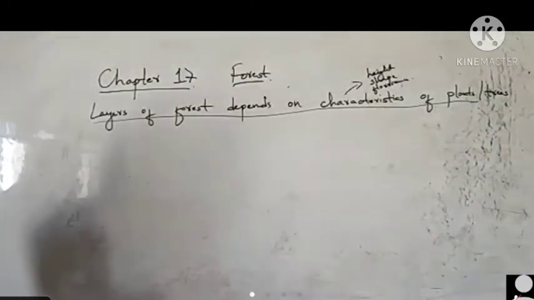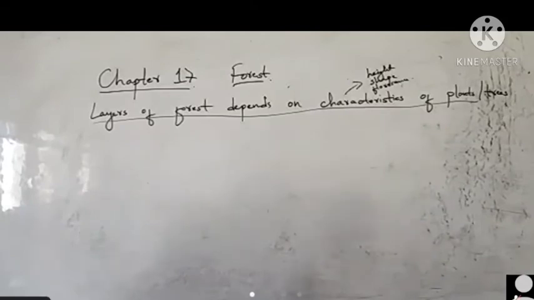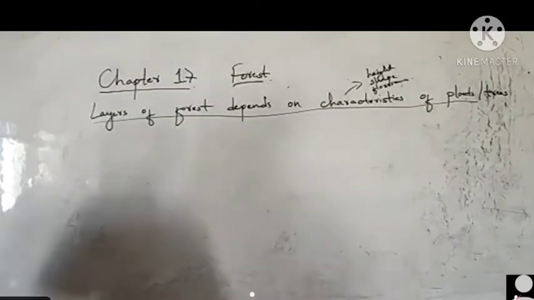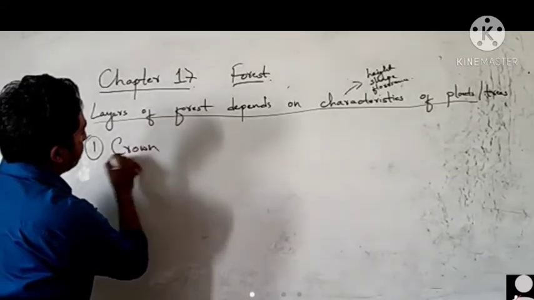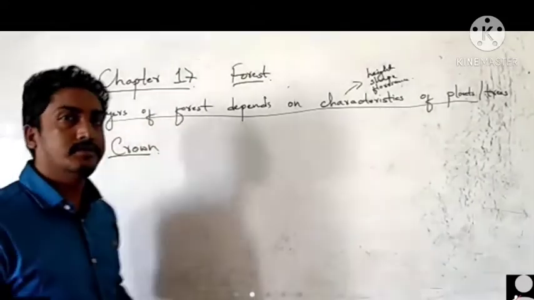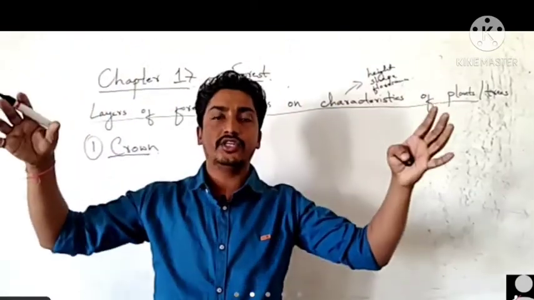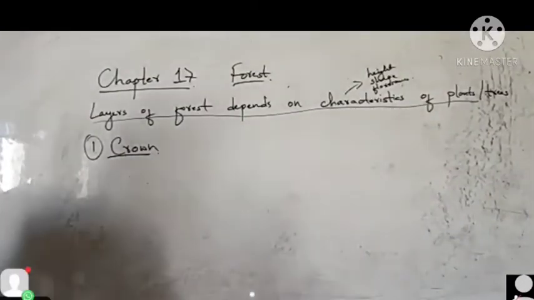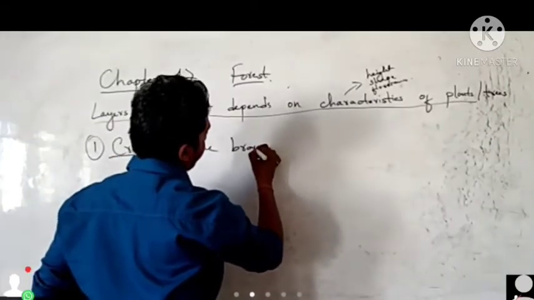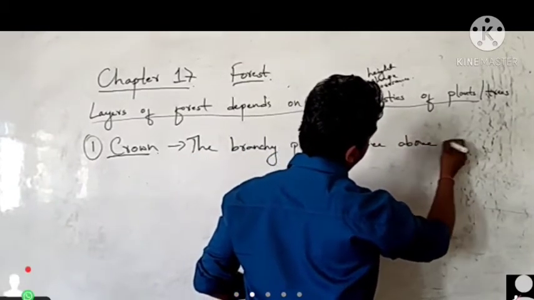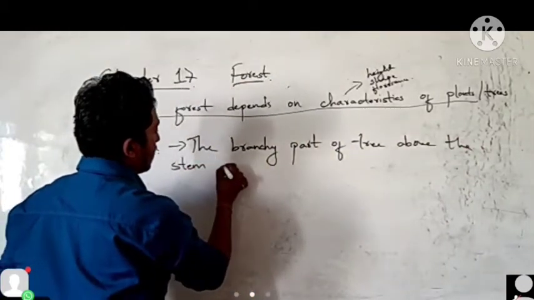So in these layers, first we have the crown, the crown of the tree. Number one is crown. What do you mean by crown? Crown means a mukut, that means what is at the very top. So we can say that the top layer of the tree, the top layer of the plants, is termed as crown. The branch part of the tree above the stem is termed as crown.